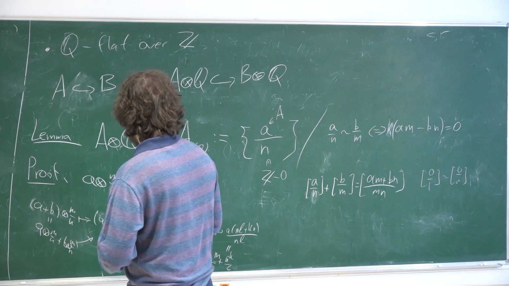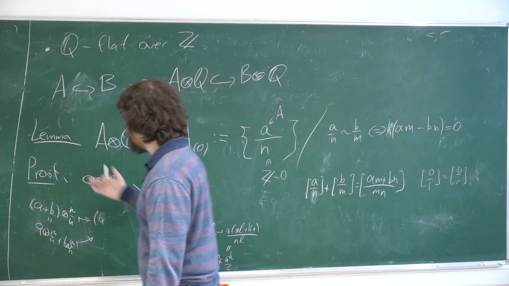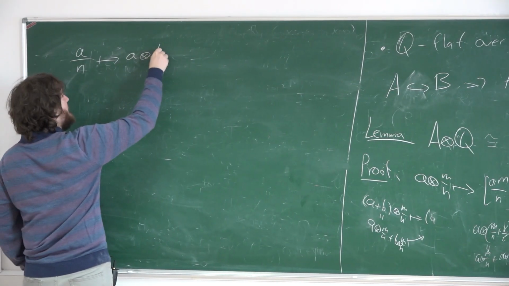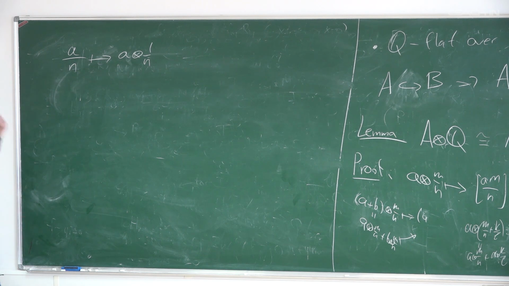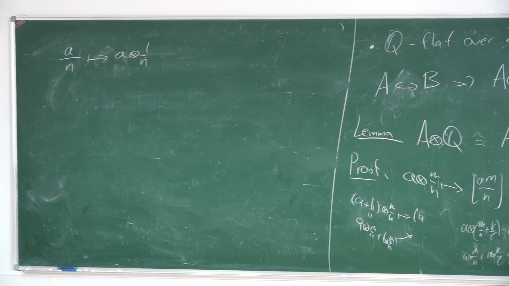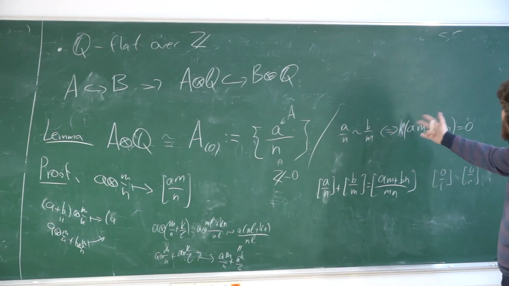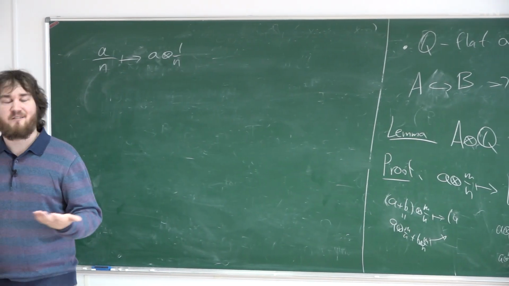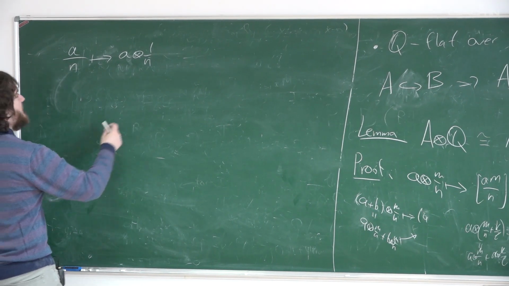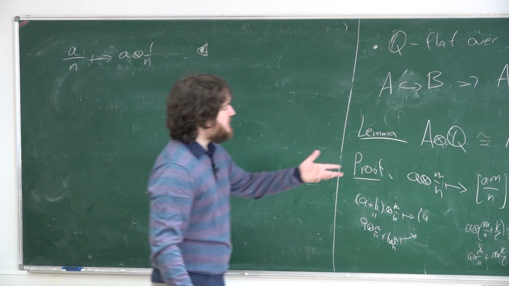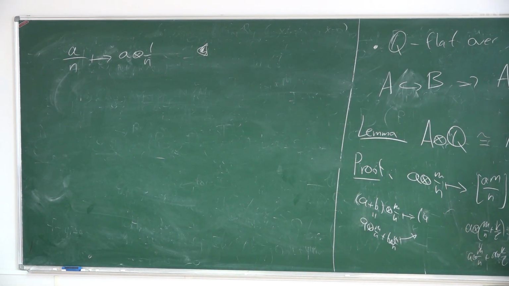So this is a correctly defined homomorphism of abelian groups, and I have an inverse one. If I have A n, it goes to A tensor 1n. And again, you can check that this relation holds in the tensor product, so it's a correctly defined homomorphism. And if you check this, then they're inverse to each other. So it's an isomorphism.